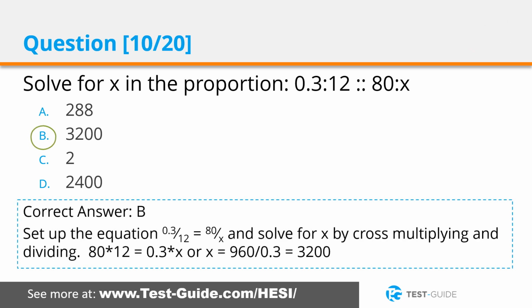Correct answer B. Set up the equation 0.3 divided by 12 equals 80 divided by x and solve for x by cross multiplying and dividing. 80 times 12 equals 0.3 times x, or x equals 960 divided by 0.3, which equals 3,200.